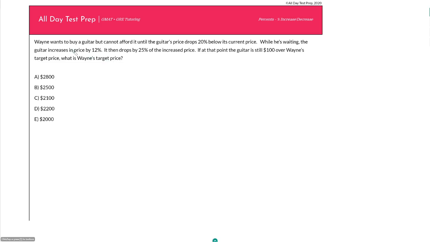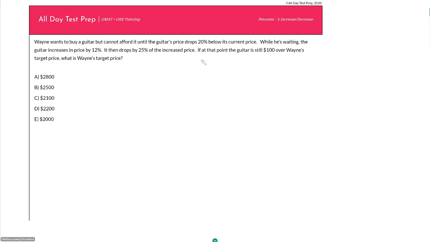So this question says, Wayne wants to buy a guitar but cannot afford it until the guitar's price drops 20% below its current price. While he's waiting, the guitar increases in price by 12%. It then drops by 25% of the increased price. If at that point, the guitar is still $100 over Wayne's target price, what is Wayne's target price?